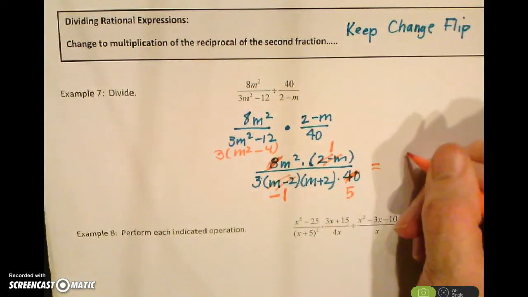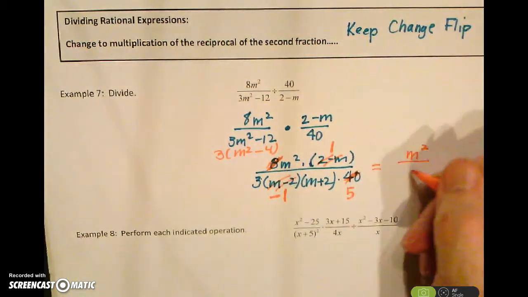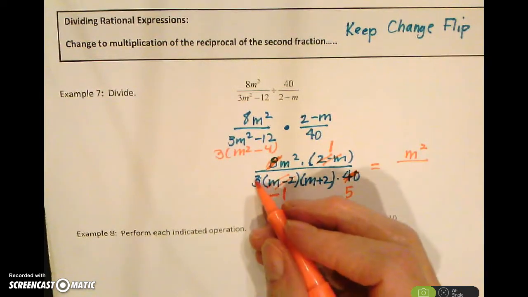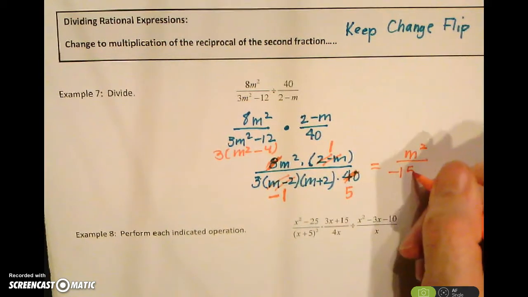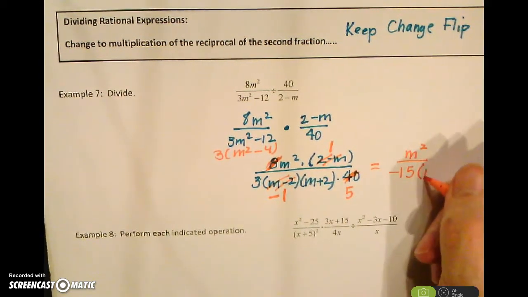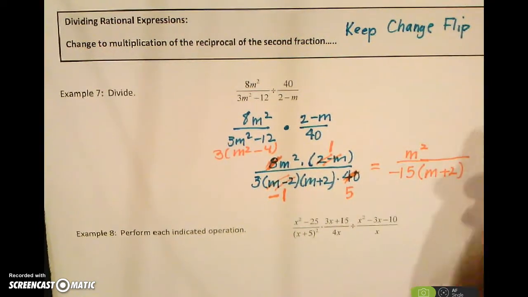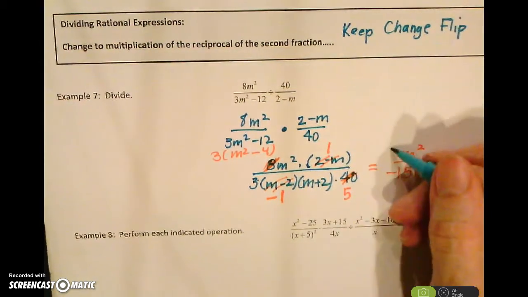So my final answer is going to be m squared times 1 over, then I have the negative 1 times 3 times 5. So that's going to be negative 15, and then times m plus 2. And I do not need to multiply that out. So my final answer then is here.